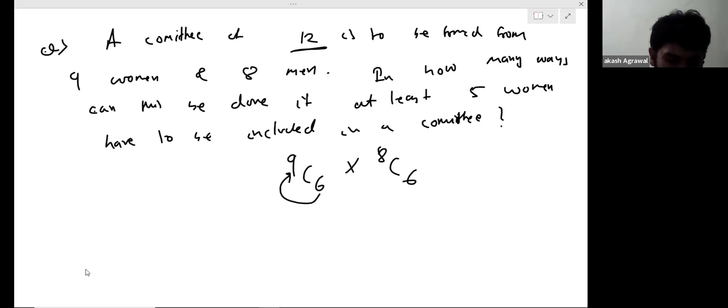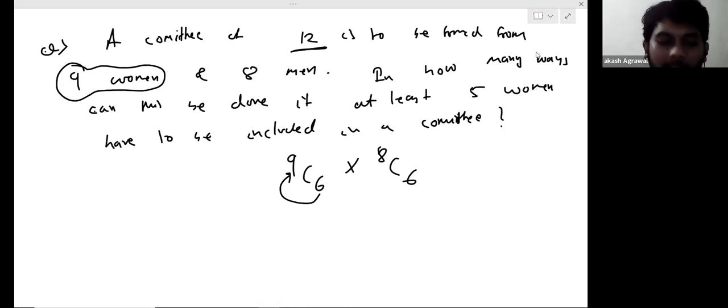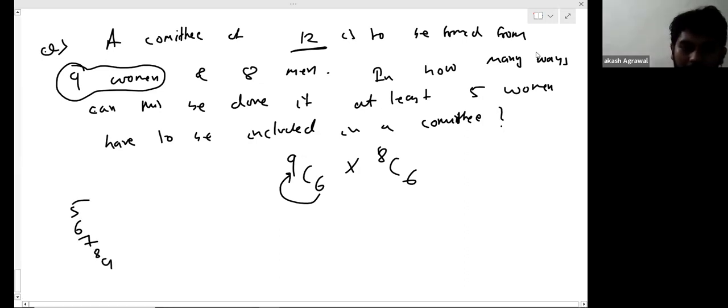How many cases should we make? As many as required. What is the maximum number of women you can choose? 11? You have 9 women in total, so how would you choose 11? Maximum 9 only we can choose. So cases will be 5 women, 6 women, 7, 8, and 9. 5 cases.